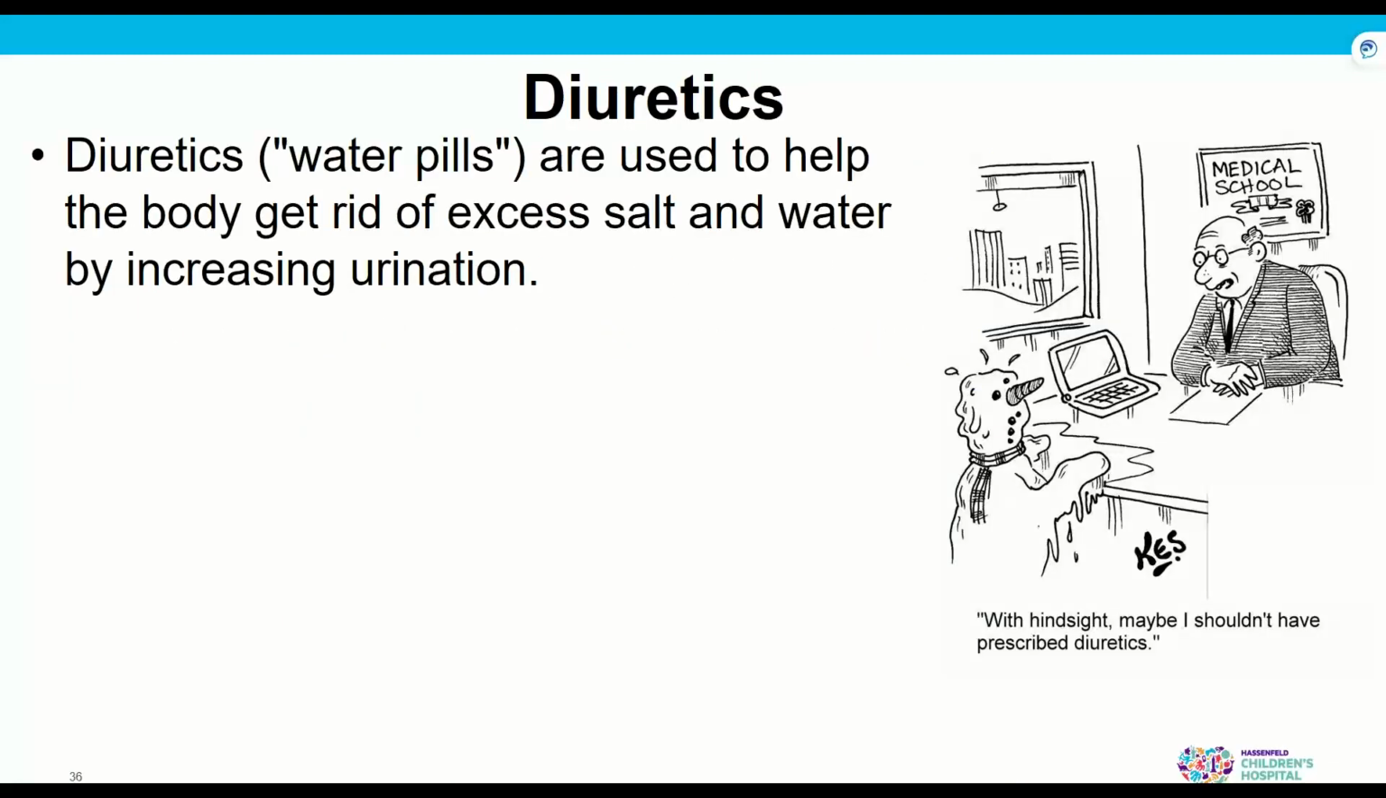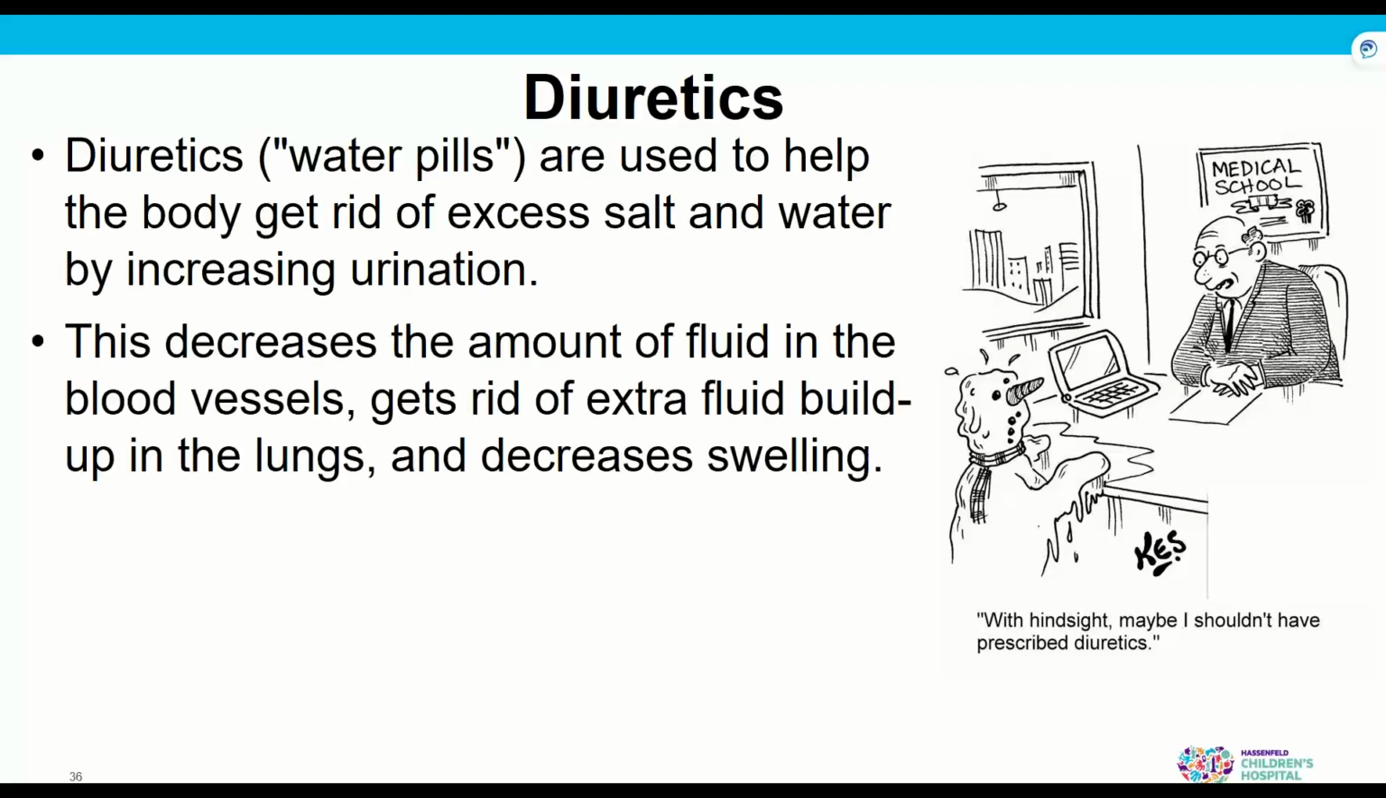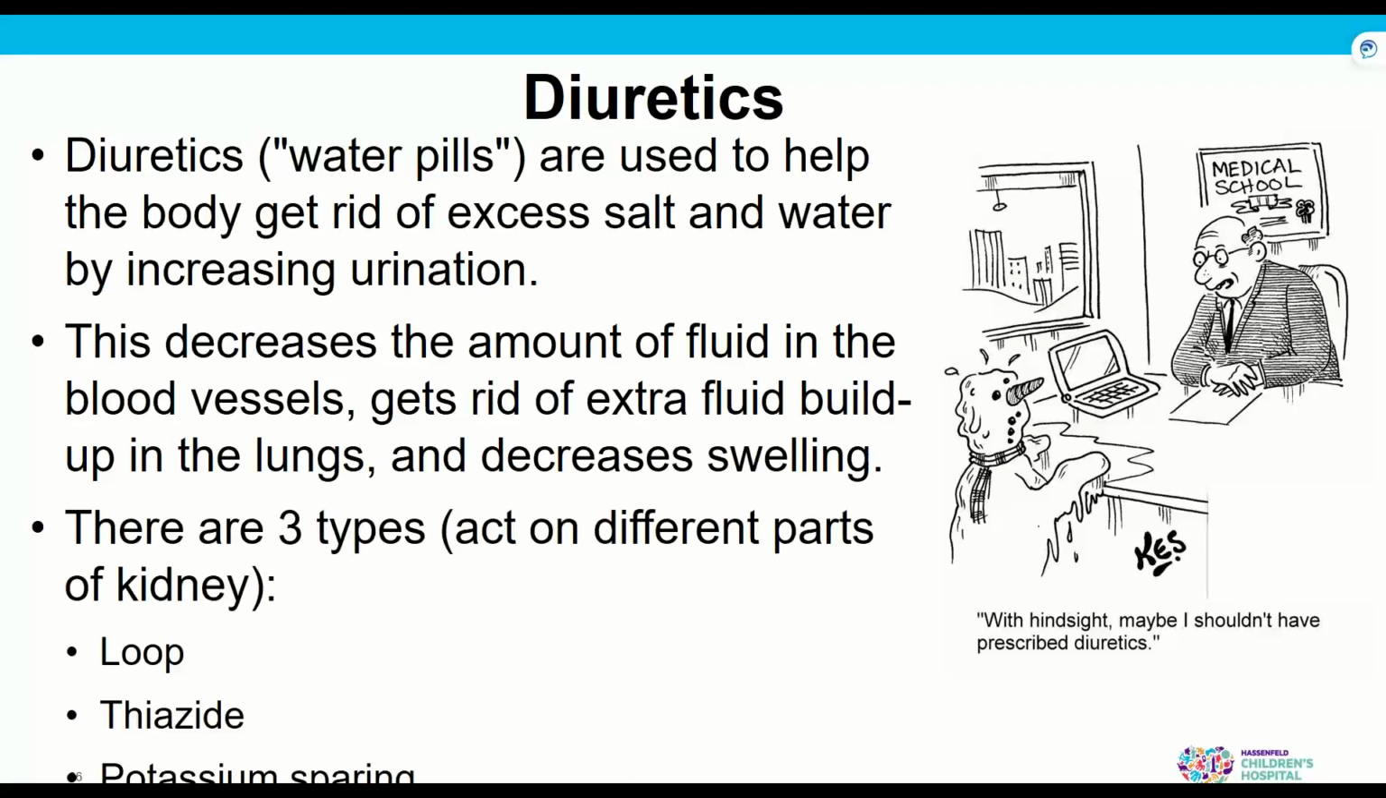Diuretics, I would say, are probably the second most common medication after ACE inhibitors. These are water pills, and they're used to help the body get rid of excess salt and water by increasing urination. This increases the amounts of fluid in the blood vessels, gets rid of extra fluid building up in the lungs, and may decrease any swelling you may notice, especially in the morning around the eyelids or maybe in the ankles. And there are 3 different types of diuretics that you may hear about. They all act on different parts of the kidney. So one works on the loop part, one's called a thiazide, and one's called the potassium sparing.